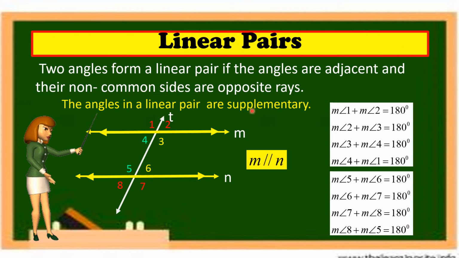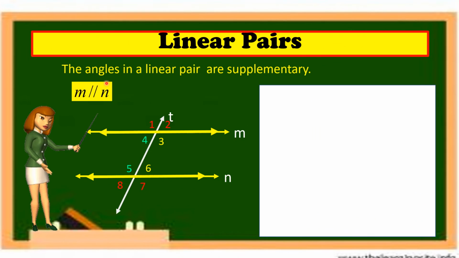The angles in a linear pair are supplementary. It means that if we find the sum of the two angles, it is equal to 180. Therefore, the measure of angle 1 plus the measure of angle 2 equals 180 degrees. Angle 1 and angle 2 form a linear pair, and the two angles are supplementary. Suppose the measure of angle 1 is 5x and the measure of angle 2 is x.